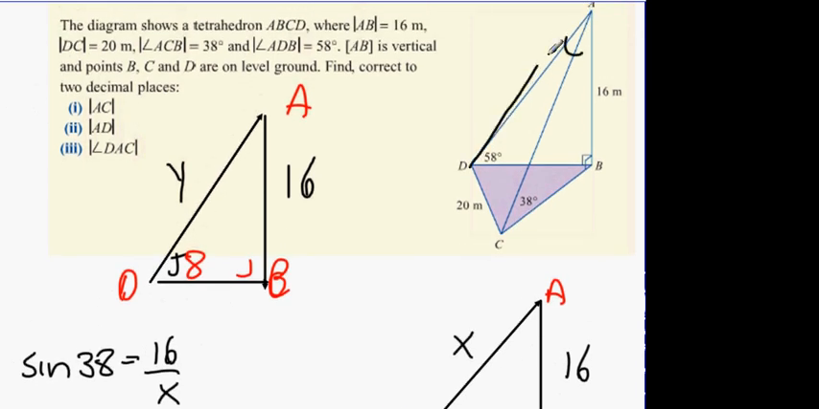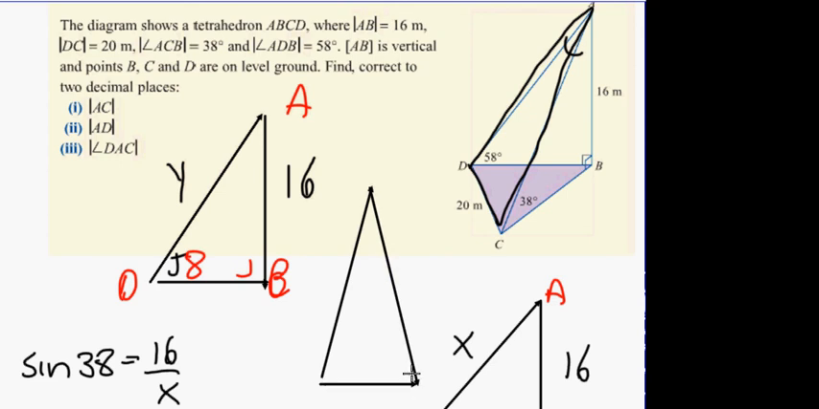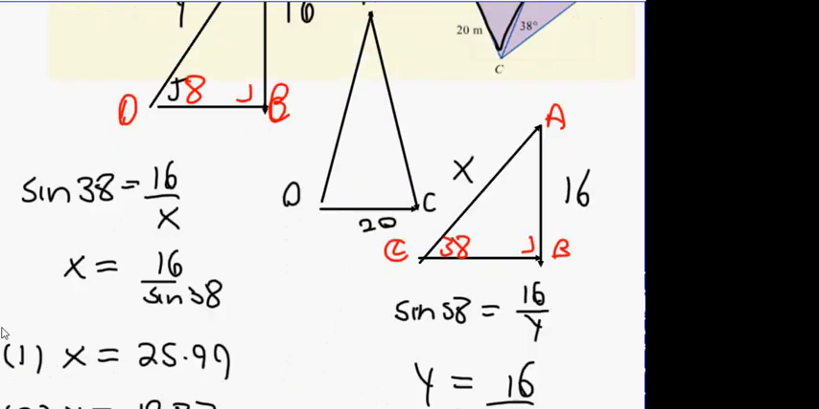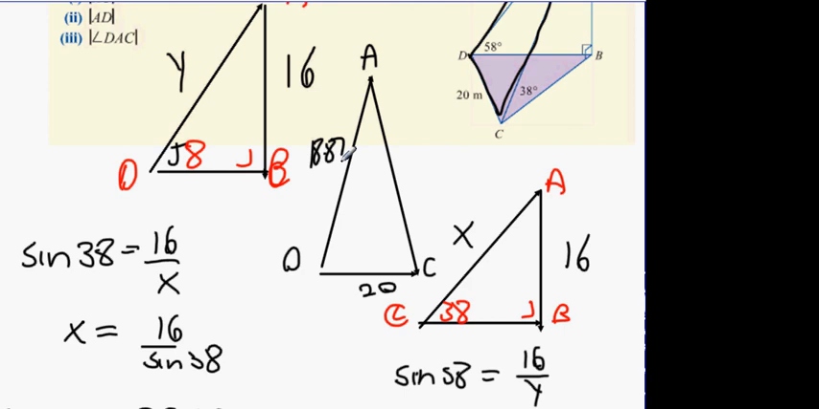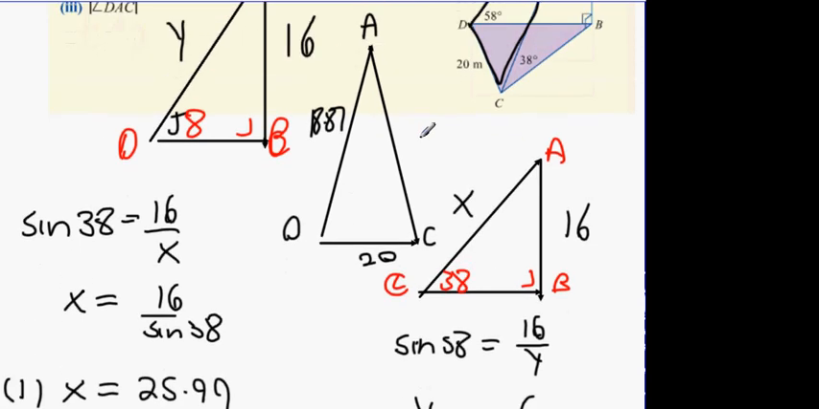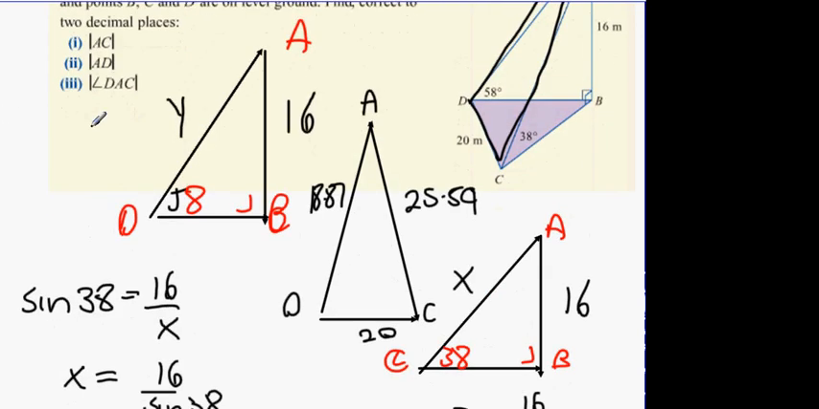DAC belongs to this triangle here. I'm just quickly going to draw it from a front angle view. From a front angle view, A is up here, D and C are down here. That's 20 down here. AD is the answer of part 2, which is 18.87. AC is the answer of part 1, which is 25.99. What we want to find out is DAC.